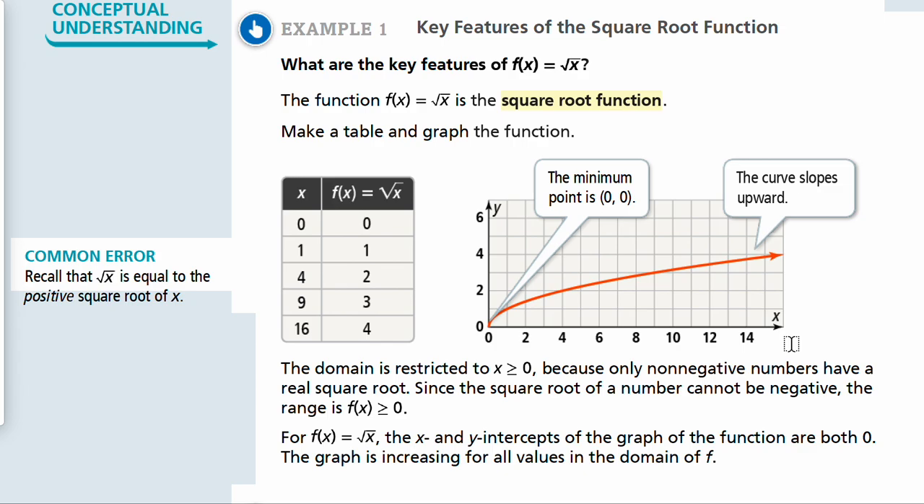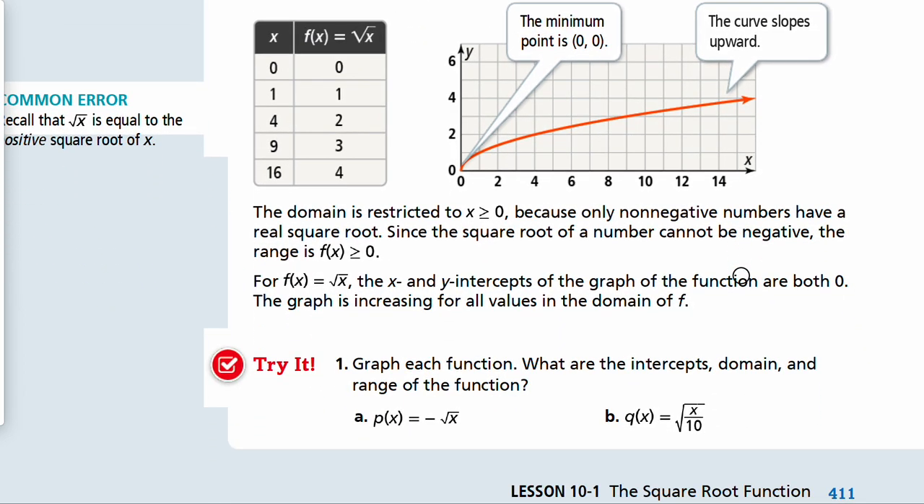The domain is restricted to x greater than or equal to 0 because only non-negative numbers have a real square root. Since the square root of a number cannot be negative, the range is anything greater than or equal to 0 as well for the parent function. So the x- and y-intercepts are both 0. The graph is increasing for all values in the domain of f. These are the key characteristics.